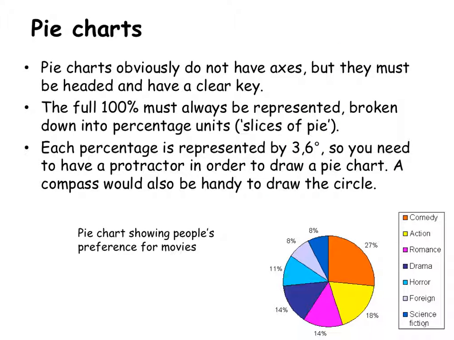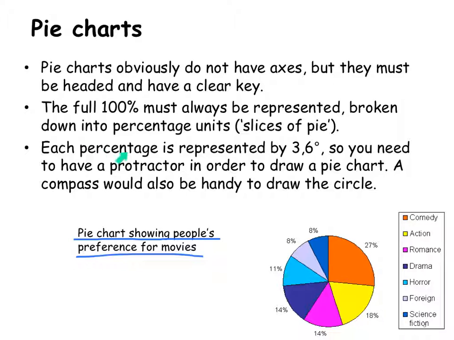Pie charts obviously don't have axes, but they must have headings. So it's a pie chart showing people's preferences in movies. The full 100% must be represented, so that if I had 100 people, 8 of them would have liked, what was that? That looks like it's science movies. 8 of them would have liked foreign movies, 11 of them horror movies, etc.